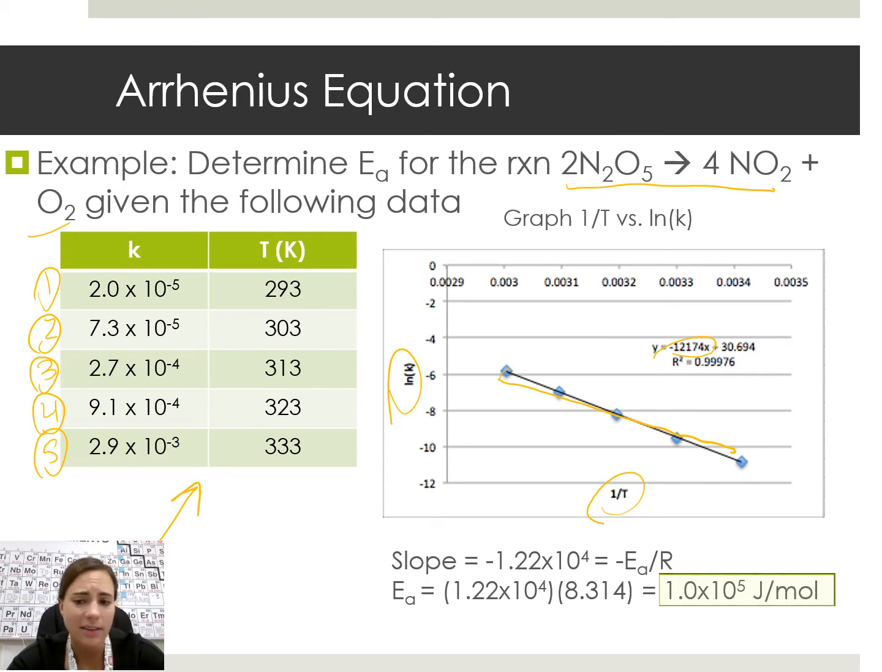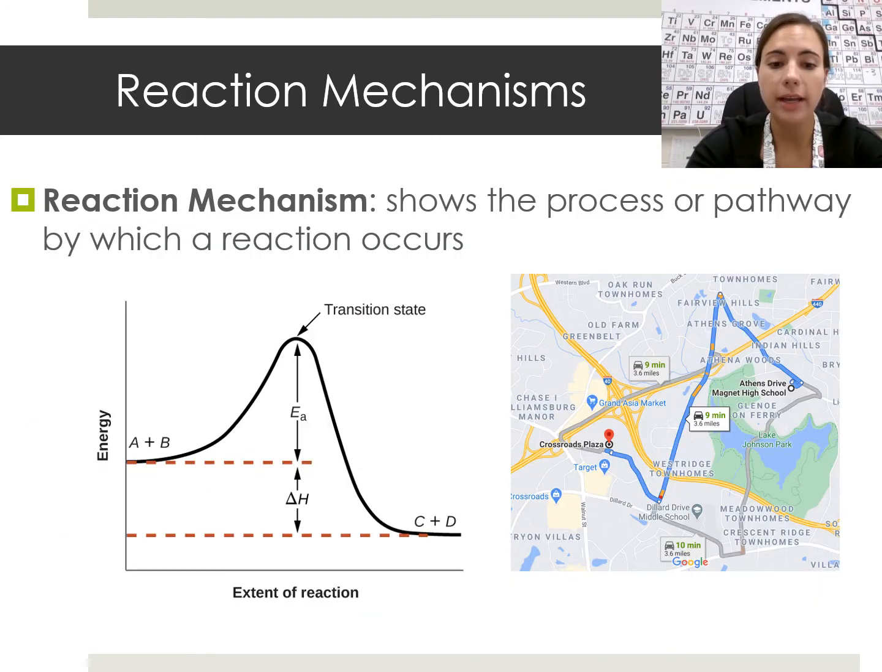Now, you're not going to have to do this. It's just interesting to point out that we actually can mathematically determine the activation energy for a reaction from this data. But you do not have to be able to do this for the AP exam or any of my exams. So now we are getting into the main point of this last lesson, which is reaction mechanisms.